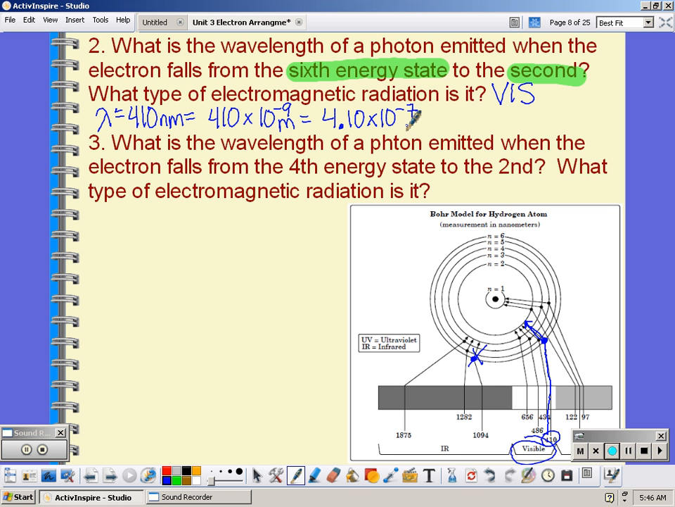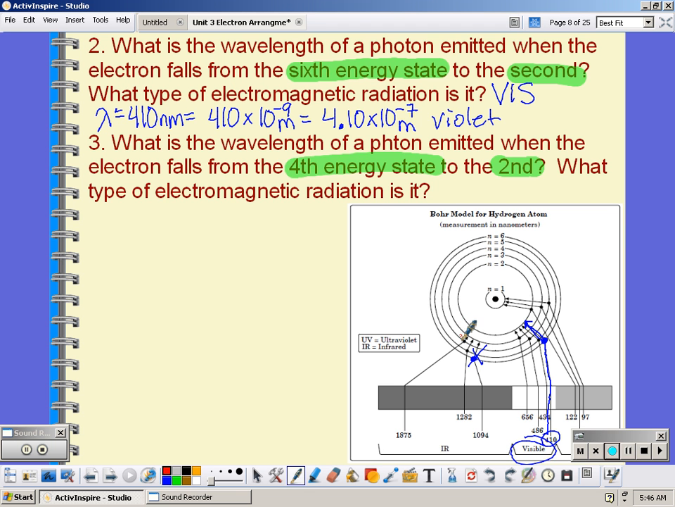And then we look at our electromagnetic spectrum. Where does 4.1 fall in? It falls in between 4 and 4.2, and so it is violet in color. Number 3, what is the wavelength of a photon emitted when the electron falls from the fourth energy state to the second? So again, we want our dot to be on the fourth ring, and we want our arrow to point to the second.